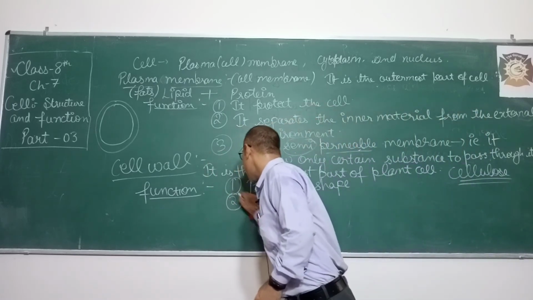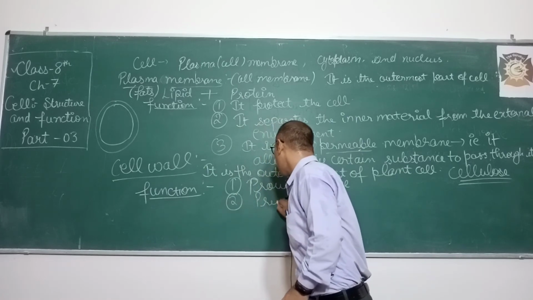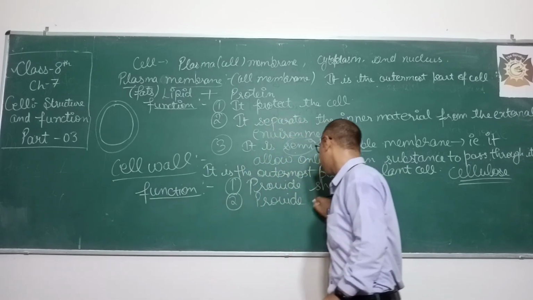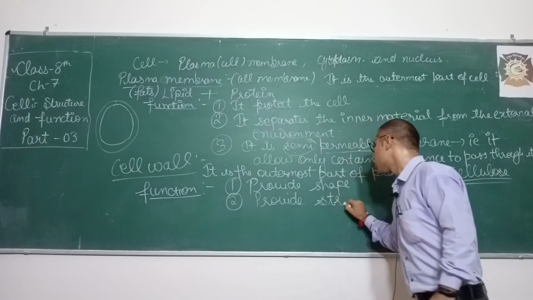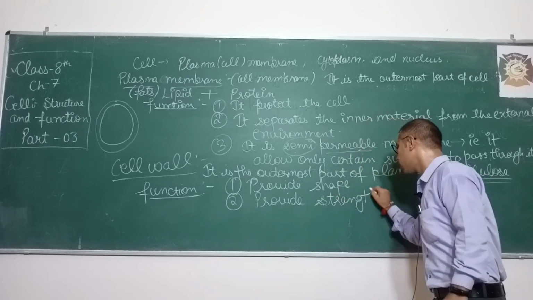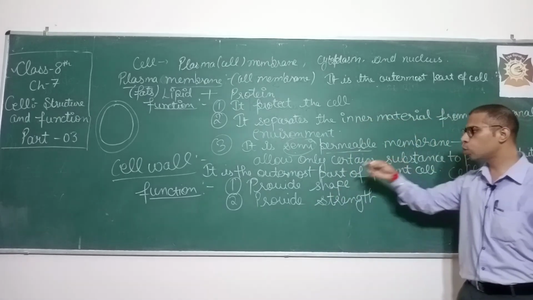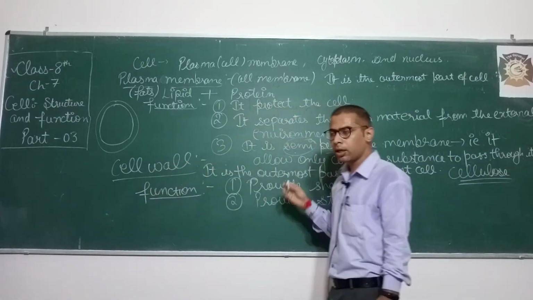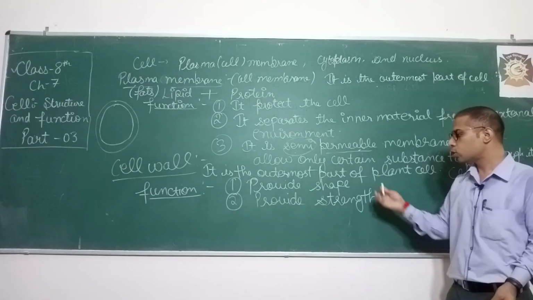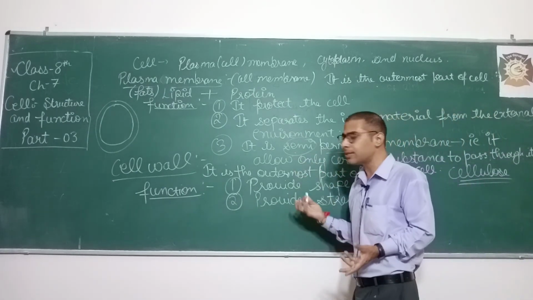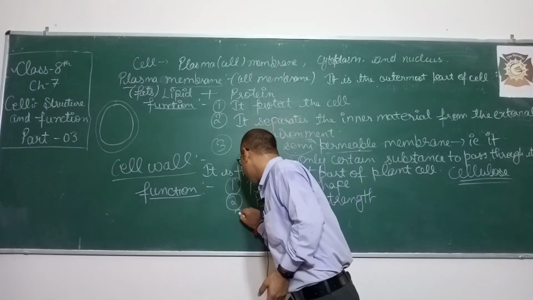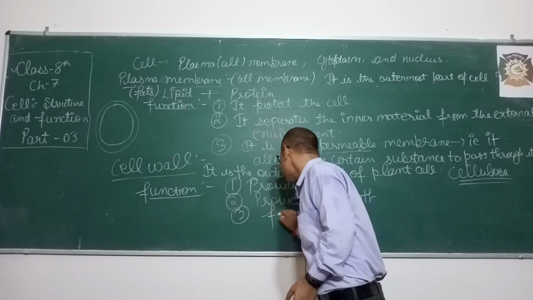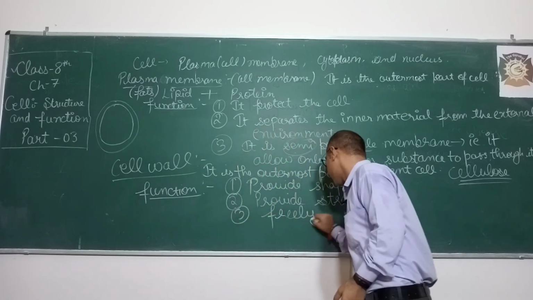Second function, it provides strength. The strength of a cell is given by the cell wall. The cell wall provides strength and makes it stronger, so that the cell does not break easily. And the last and main point is that it is freely permeable.